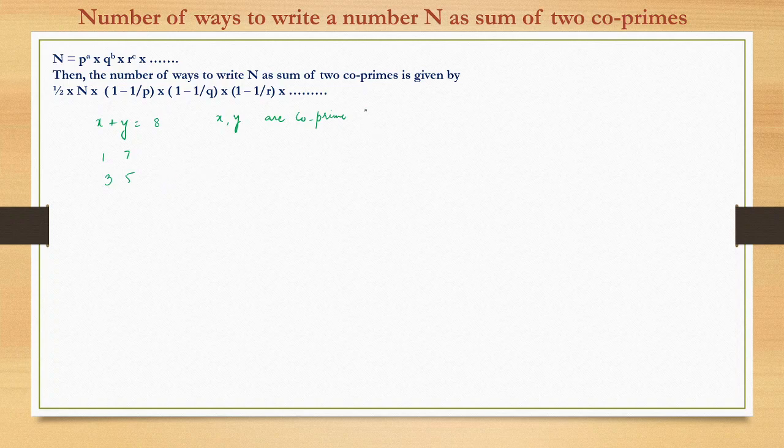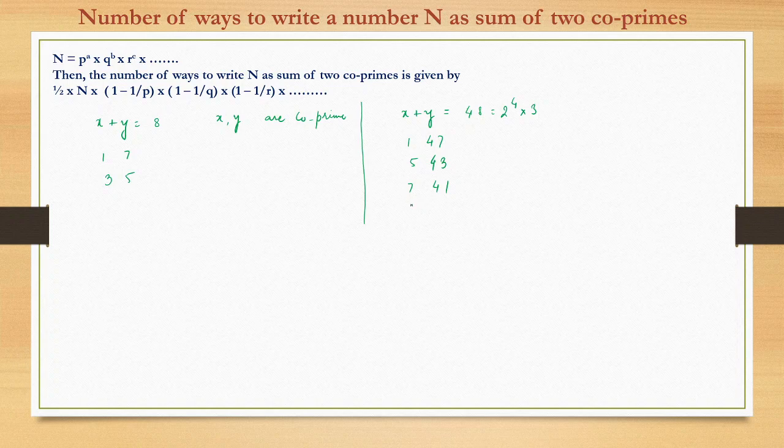Similarly, another example we take, x and y are co-prime numbers and we have to write any number, say 48, which is 2 raised to power 4 into 3, as a sum of these. So here x can take values either 1 and 47, 2 and 46 no, 3 and 45 no, 4 no, 5 and 43, then 7 and 41, then 9 and 37 no, 9 and 39, but there's a common factor of 3, right?